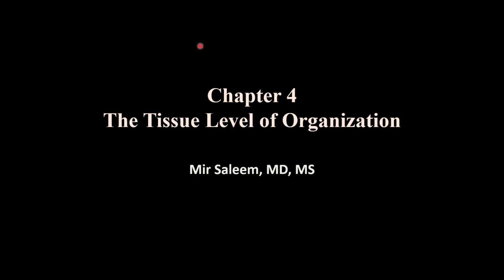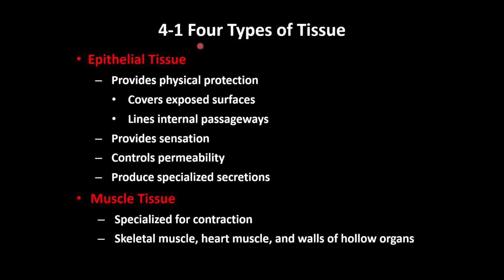Okay, guys, so chapter 4 discusses tissues. A tissue is a collection of different cells. When these cells combine together, they will have a specific function, and that's the tissue. And multiple different types of tissue make an organ. So there are four basic types of tissue.